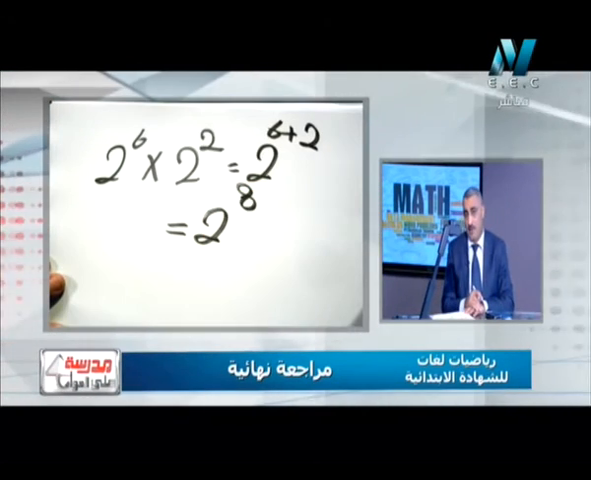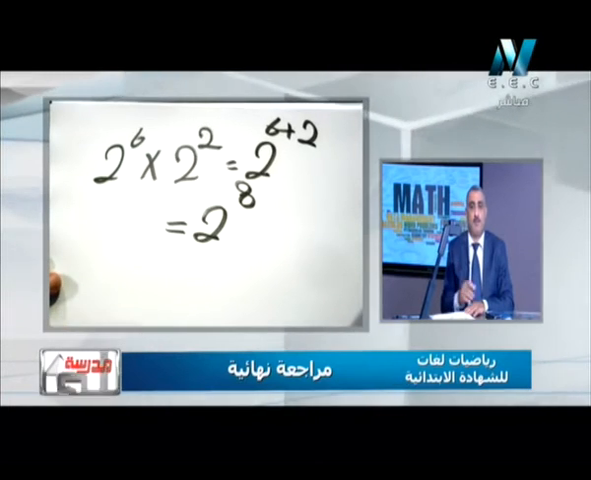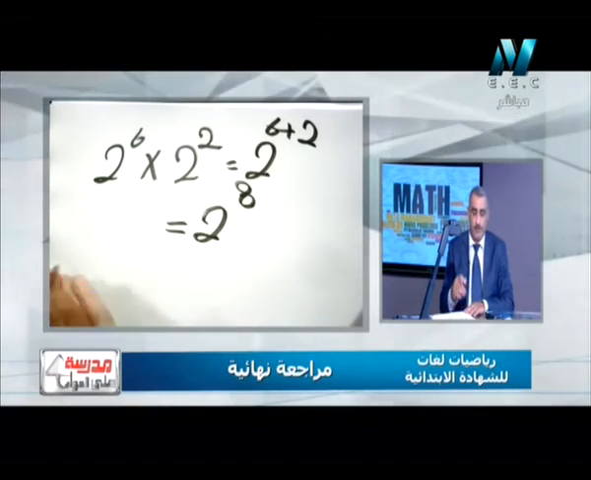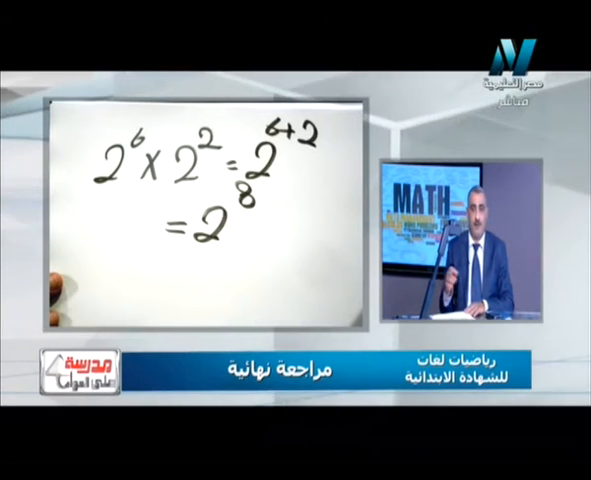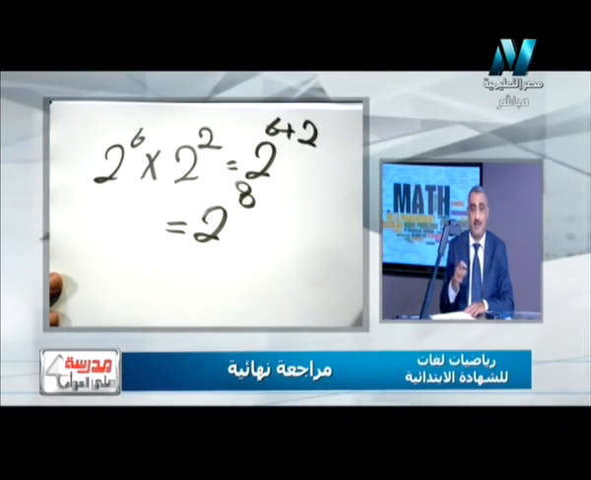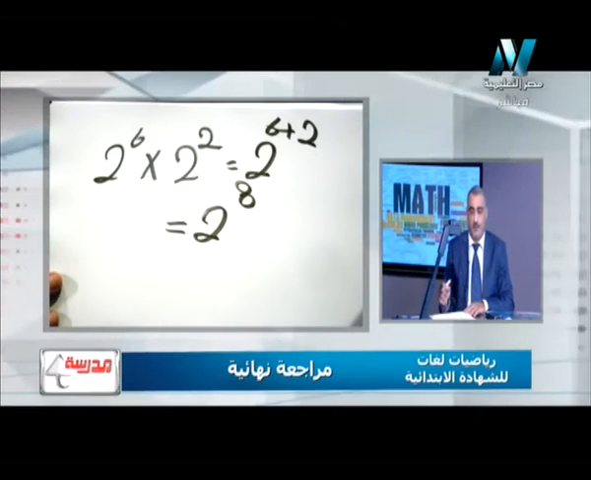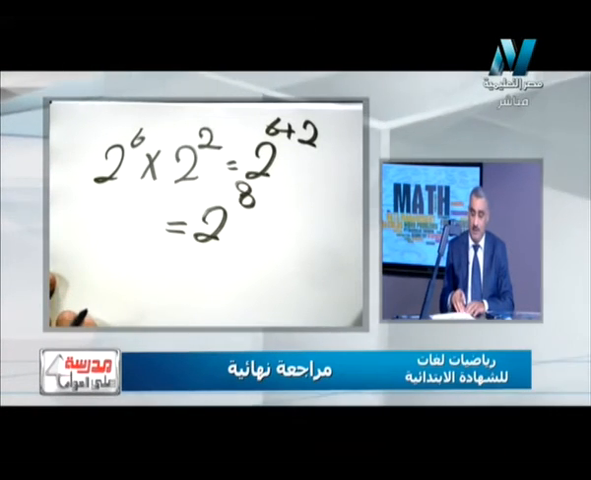When do we have to add the powers? When we multiply similar bases. So 2 power 6 times 2 power 2, we have to find the sum of the powers. 2 power 6 plus 2, 2 power 8. Excellent.